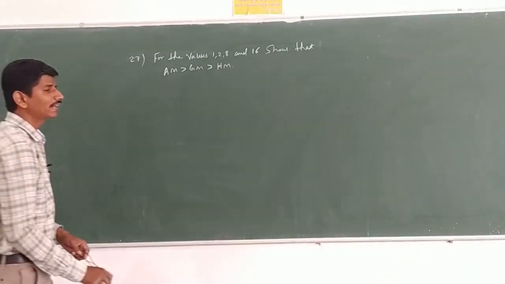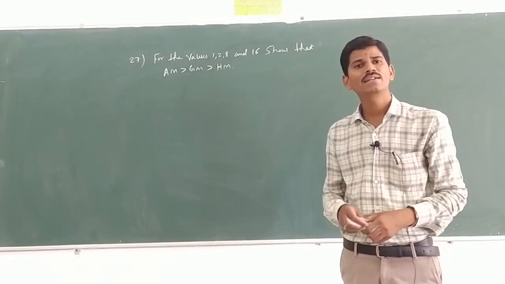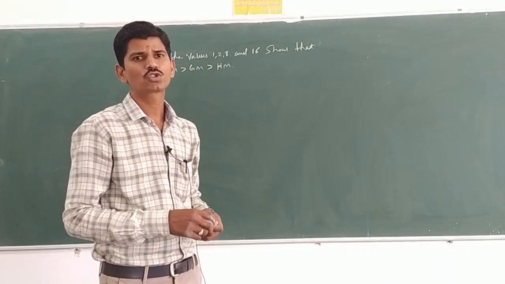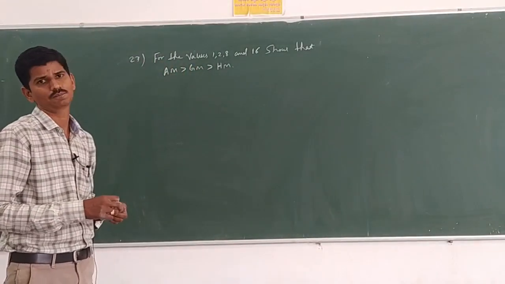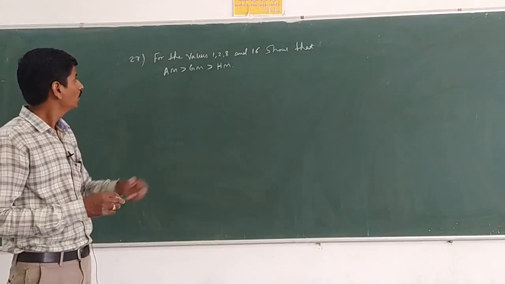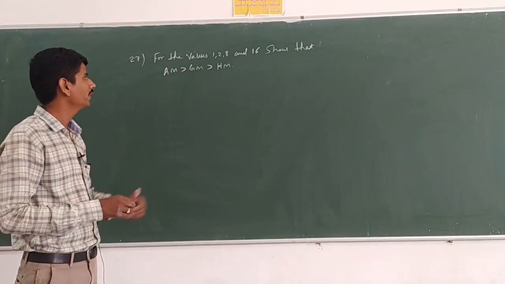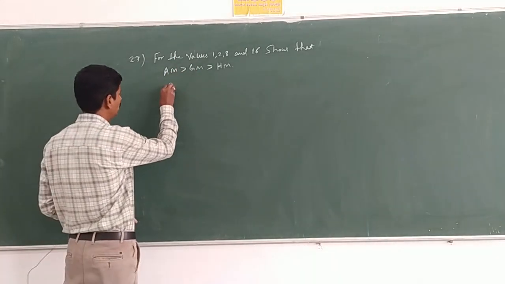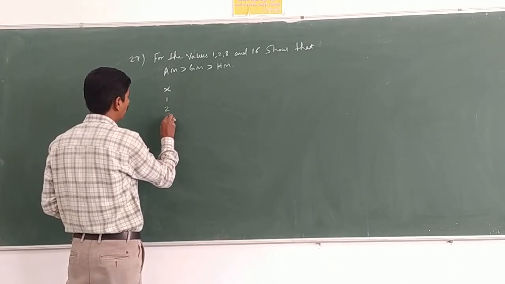Which relation is it? The relationship between mean, median, mode is what? Mode equal to 3 median minus 2 x bar. Okay, the next, the relationship among arithmetic mean, geometric mean and HM is GM equal to under root of x bar into HM. Here we have to show that arithmetic mean is greater than geometric mean is greater than HM. Here they are given x values: 1, 2, 8 and 16.